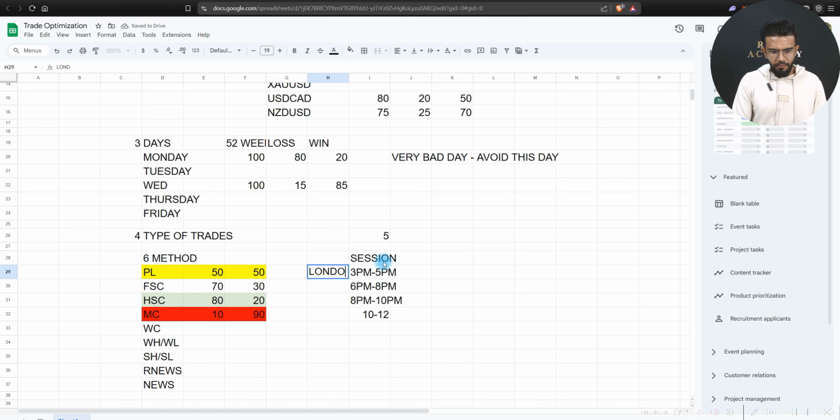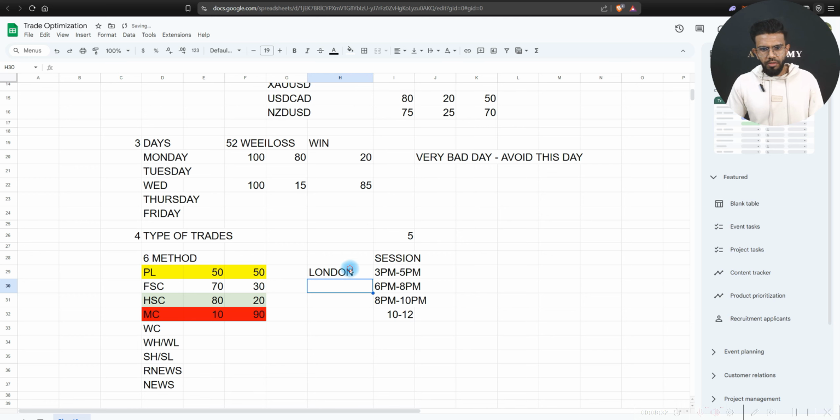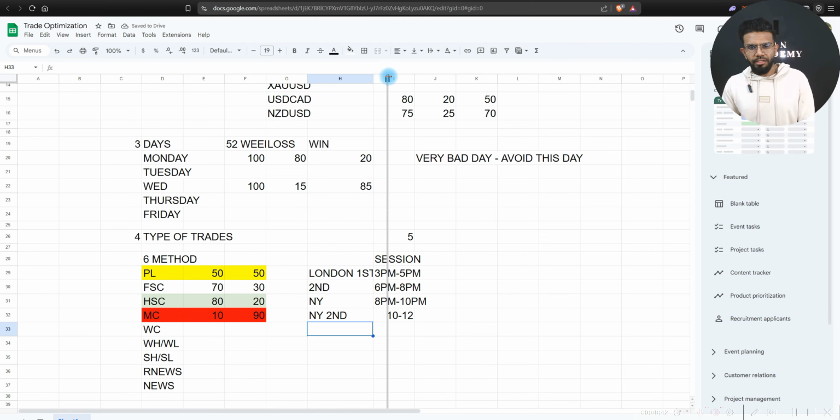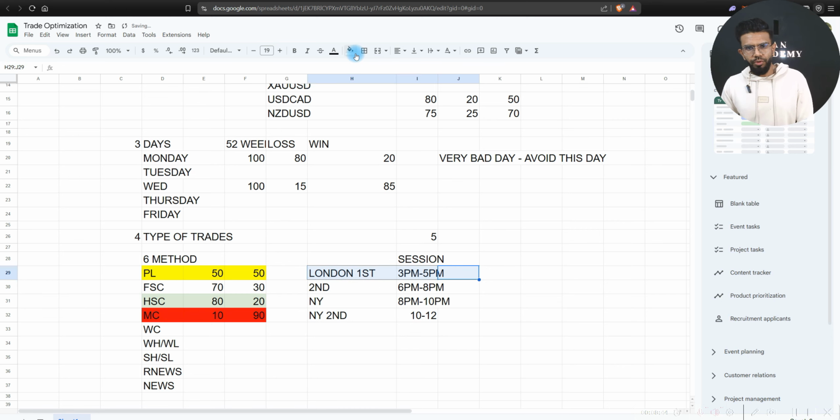So let's say this is London, and this is London as well. London first half, London second half. And this is New York, and New York second. So once you have something like this, let's say the trades you take fall in this category and it is good for you, then you put it green. Let's say this category is giving you only loss. You're going to avoid that trade.